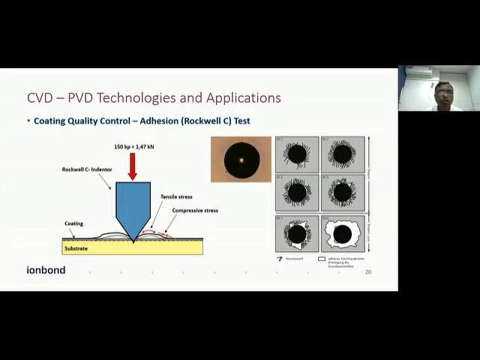So in this test, basically, this test is also called the Mercedes test. We are taking an indent with a load of 150 kilo. Then we need to see under the microscope if any spalling or any cracking is there, like this one. Then we need to categorize that, and accordingly we can see whether the coating is adhesive or not. This is the adhesion test.